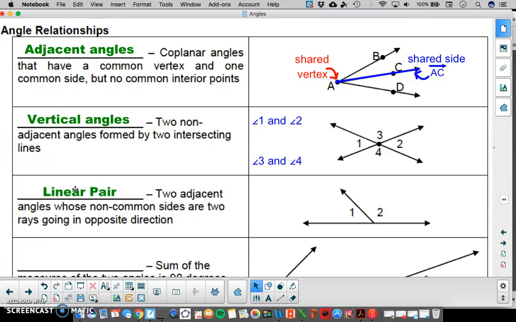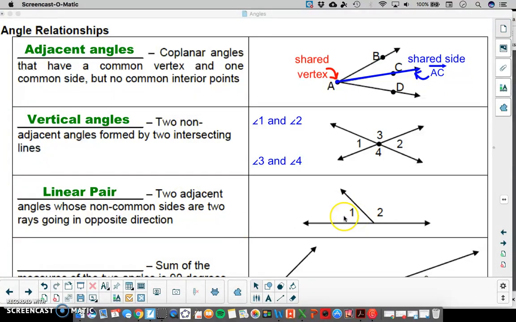Next we have linear pairs. These are two angles that are adjacent to one another that will form a line. That's why we have the name linear pair. It's a pair of angles that form a line.